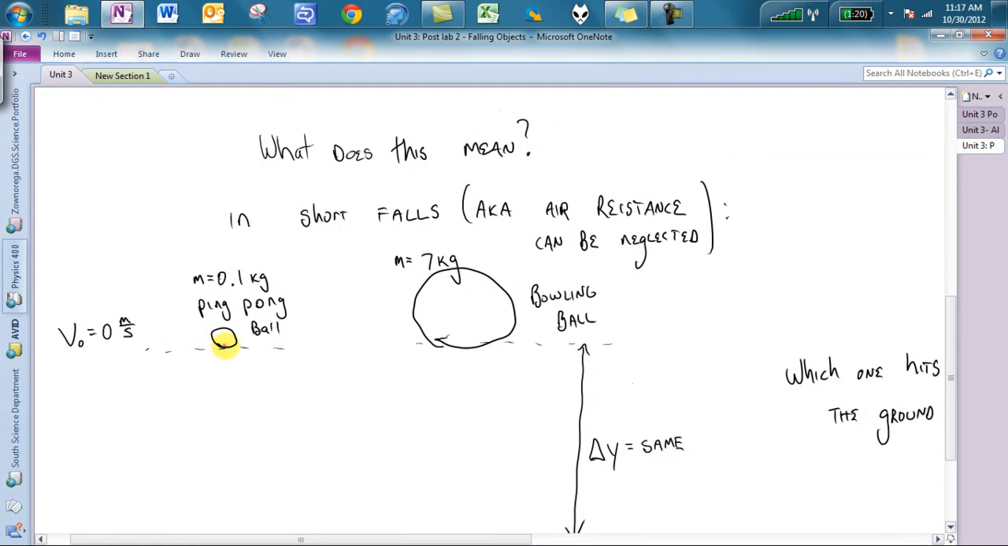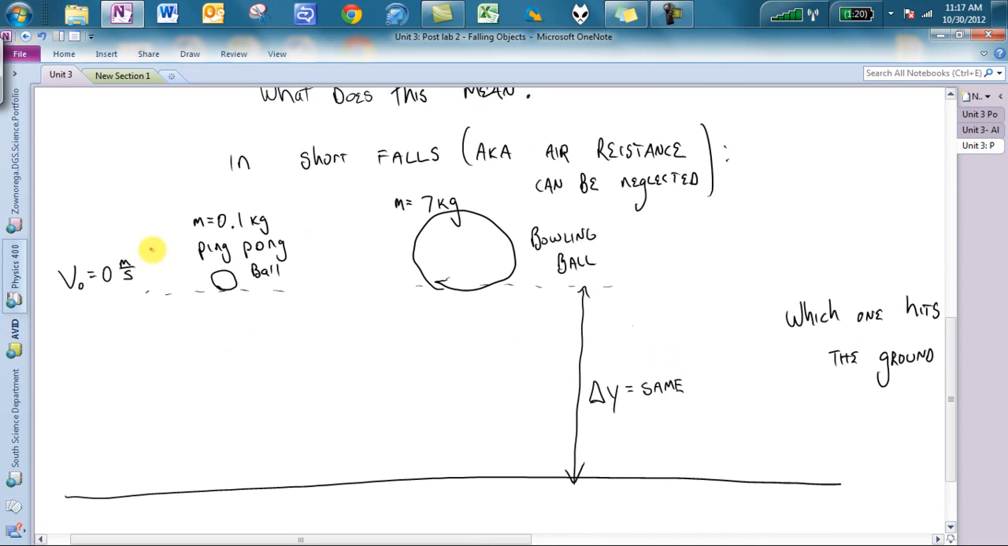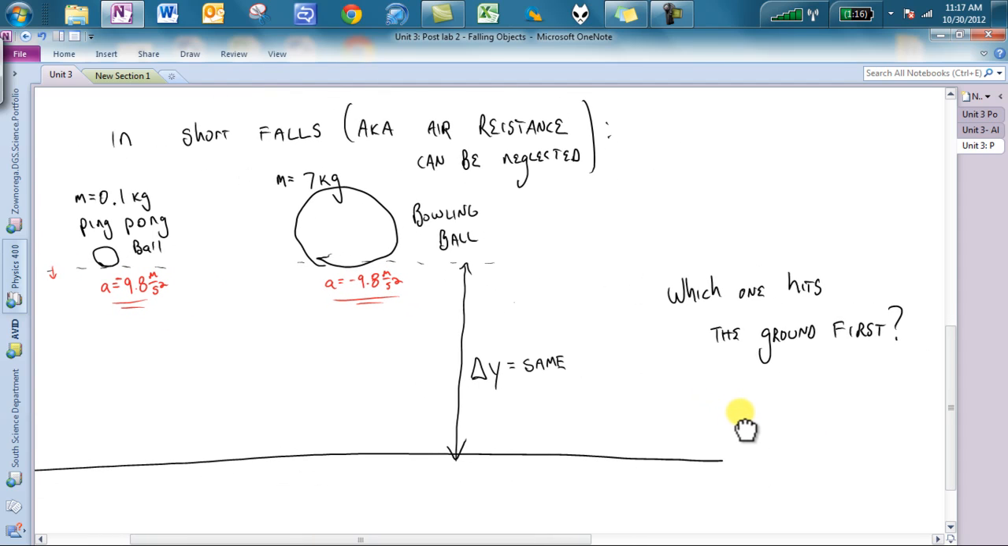We can look at a ping pong ball, which has a mass of 0.1 kilograms, and we can look at a bowling ball that's going to have a mass of 7 kilograms. And we can say that they are going to be dropping the same distance, both starting off with a velocity that is 0. And I know now that the acceleration for this ball must be 9.8 meters per second squared. Now my acceleration is going to be downward, so in this case I'm going to put in negative. I also know over here my acceleration will be negative 9.8 meters per second squared. So I know that both of these objects should have the same amount of acceleration, which then I can ask the question, which one hits the ground first?